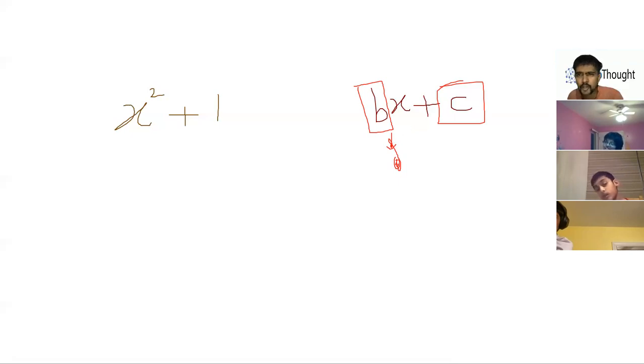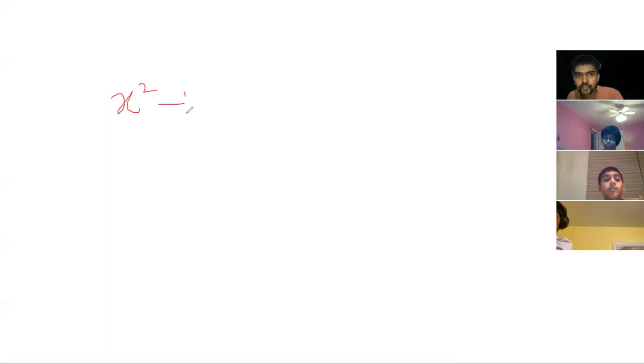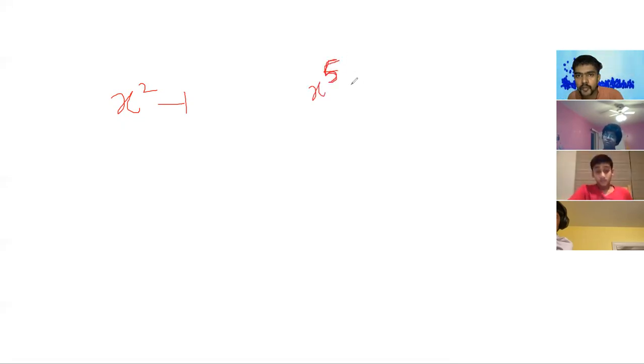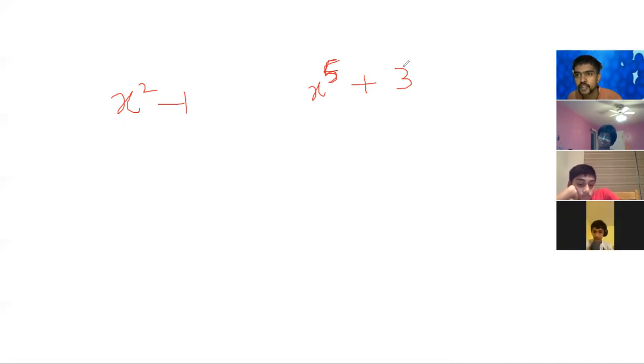Okay, now let me demonstrate something to you. It will be clear. Let's say I want to find the remainder when x power 5 plus 3 is divided by x square minus 1. Right? Chinmay, are you there? Yeah, I'm there. Your video went off. So, okay. So if I divide by x square minus 1, what do I expect to see in the remainder?